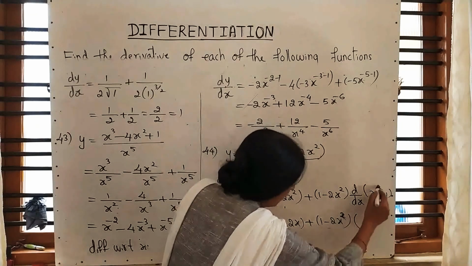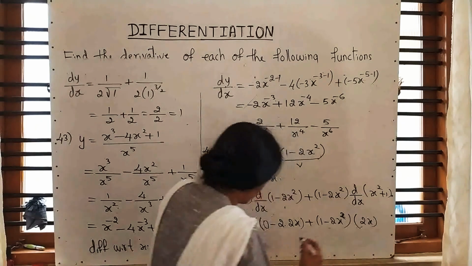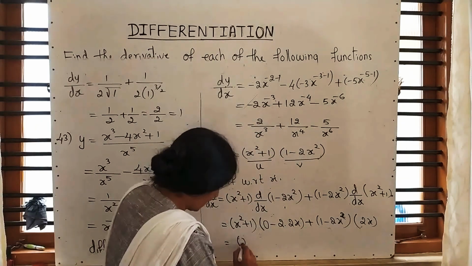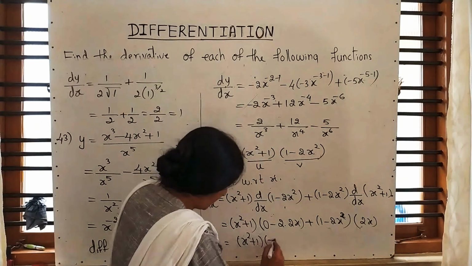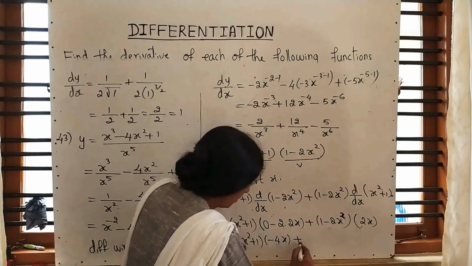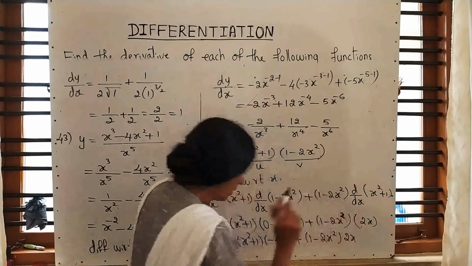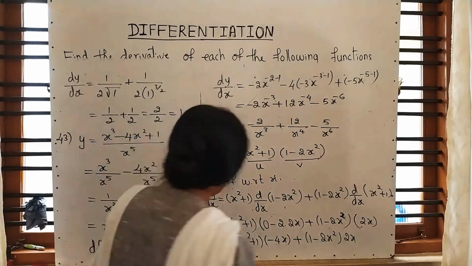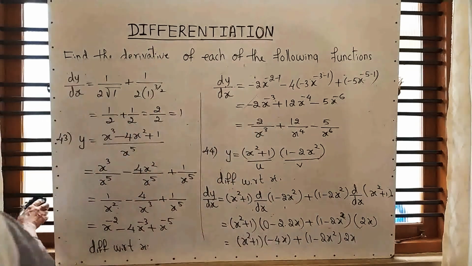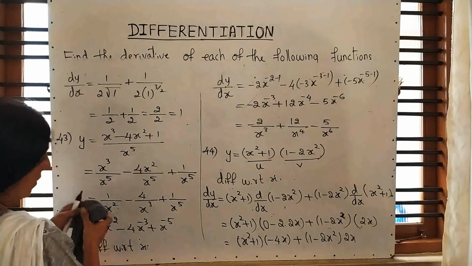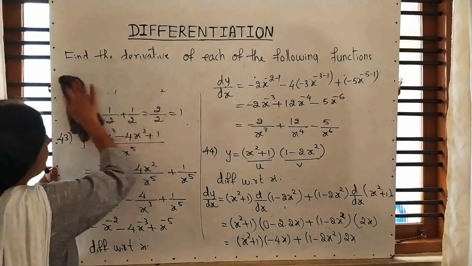Here, what is the differentiation of x square? 2x. X square plus 1. This is minus 4x plus 1 minus 2x square into 2x. If you want, you can remove the bracket and simplify, otherwise keep as it is. If you write as it is also no problem. Here they are simple terms, that's why I am removing the bracket.